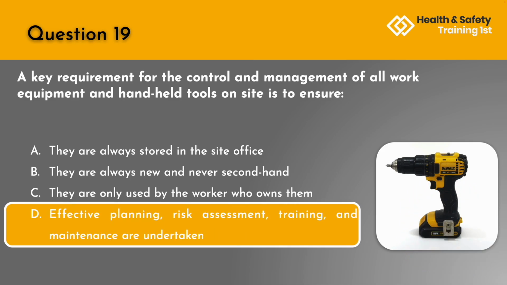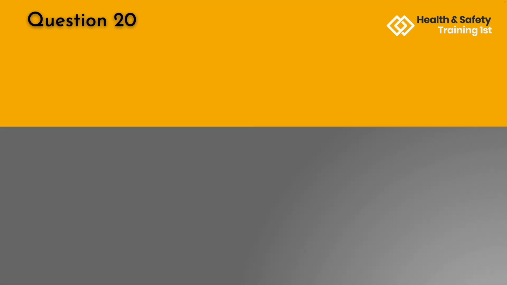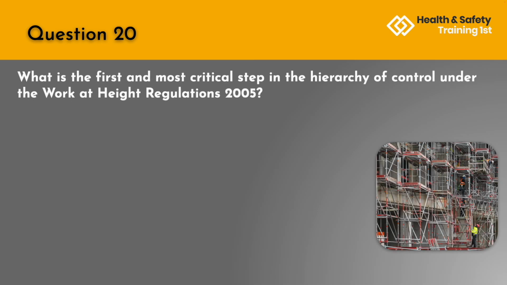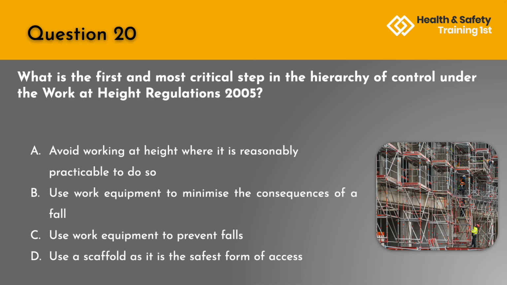The correct answer is D. Effective planning, risk assessment, training and maintenance are undertaken. Question 20. What is the first and most critical step in the hierarchy of control under the Work at Height regulations of 2005? A. Avoid working at height where it is reasonably practicable to do so.